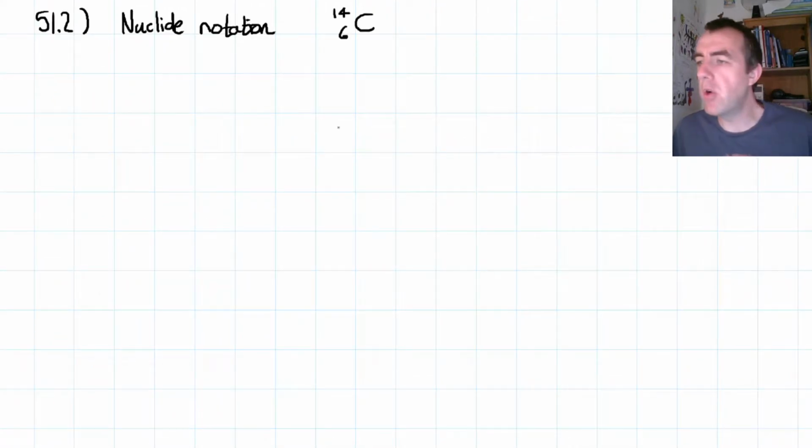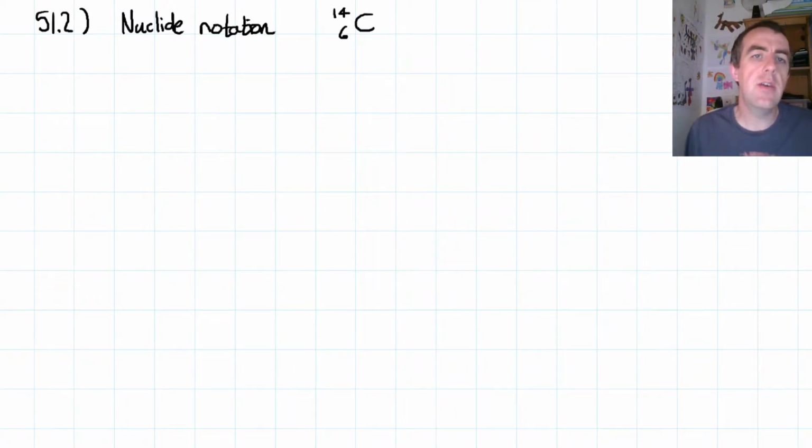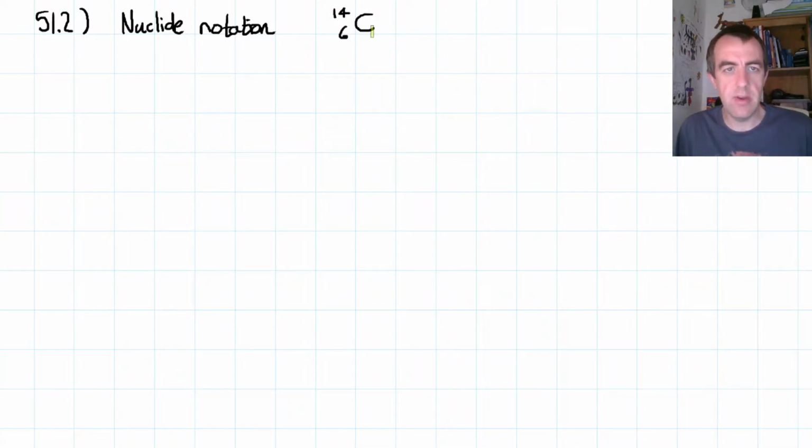Question 51.2 is all about nuclide notation. And that is the notation where, as you can see here, we can identify the number of protons, electrons and neutrons in a neutral atom of a particular isotope. So in the example I'm giving here, this is carbon. We know it's carbon because it has the chemical symbol C. And then we've got two numbers, 6 and 14.